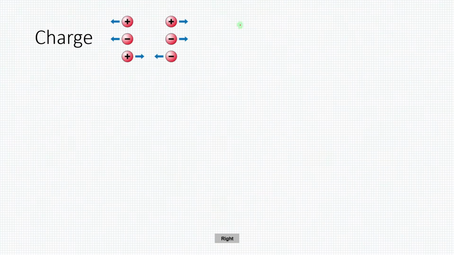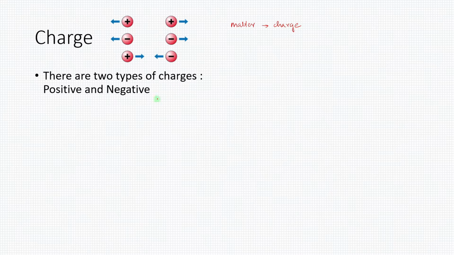Basically in nature, we know that just like matter, which is a fundamental quantity of nature, charge is also a fundamental quantity of nature. There are two types of charges. One is the positive charge, and the other is the negative charge. Usually electrons are associated with the negative charge and protons are associated with the positive charge.